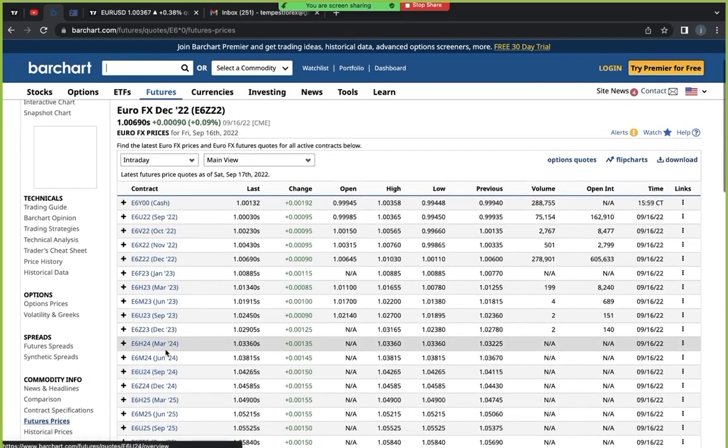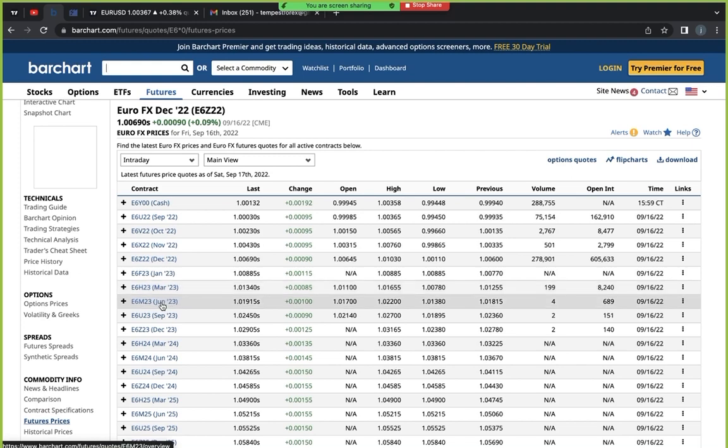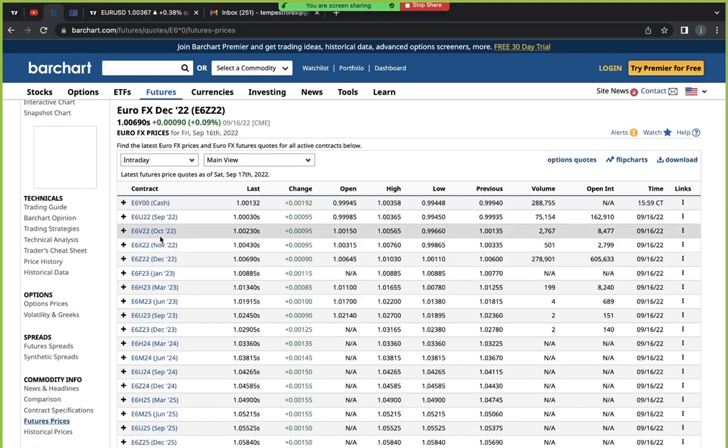So we're on the euro. Now, the months that you want to pay attention to are September, December, March, and June. So we're not using January, November, or October. Those months get skipped.